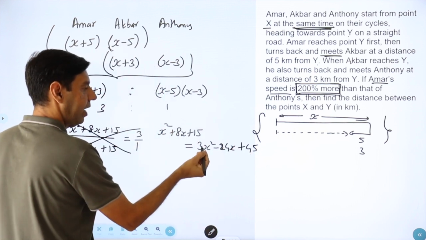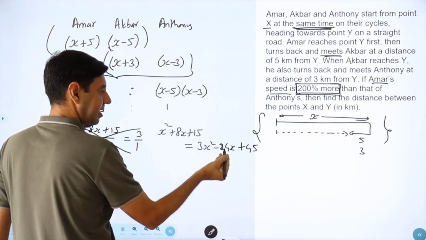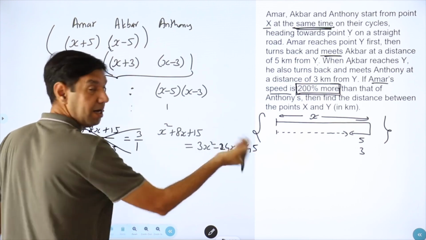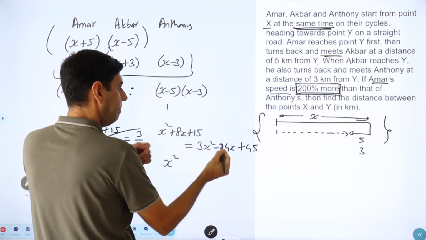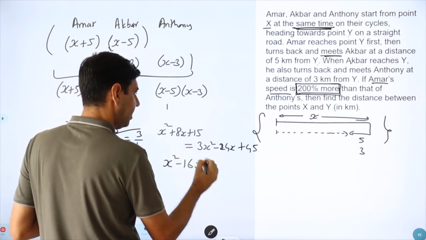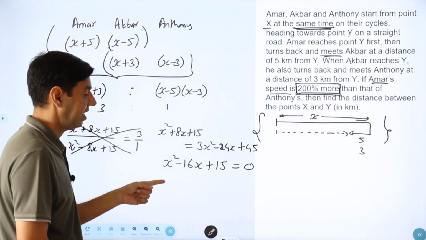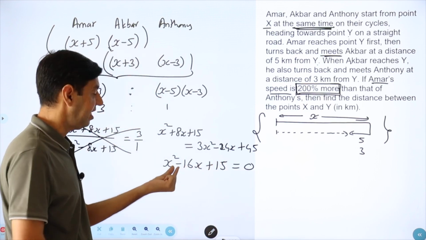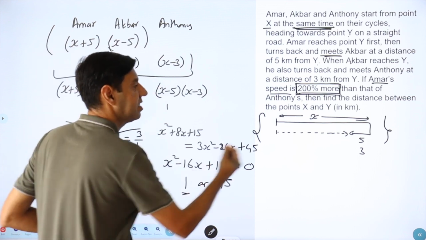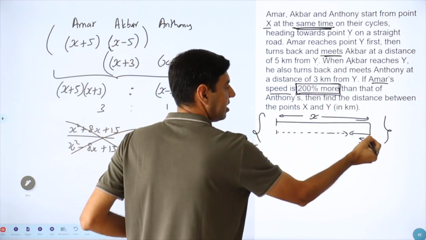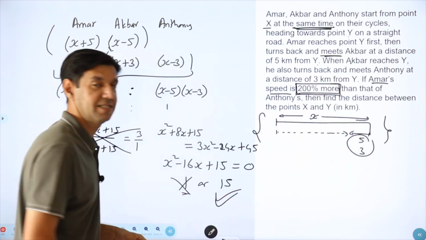Which rearranged gives 2x square, this is 32x, and this is 30. All are multiples of 2, so I am dividing by 2 also. x square minus 16x plus 15. A very standard quadratic. 15 ones are 15, the sum. So this x can be 1 or 15. Now the total distance can't be 1 because the distance between them is more than 3 or 5. So you'll rule this out and 15 is the answer.